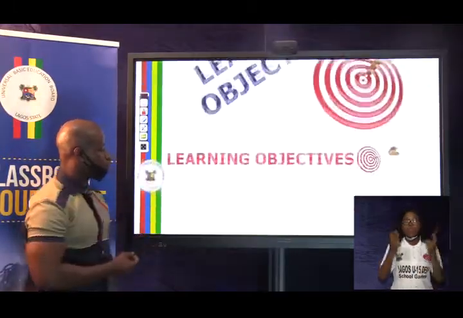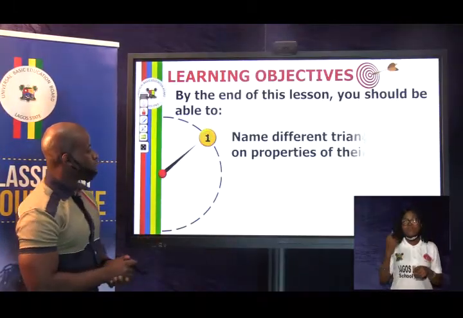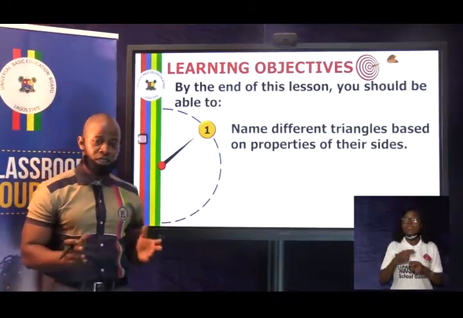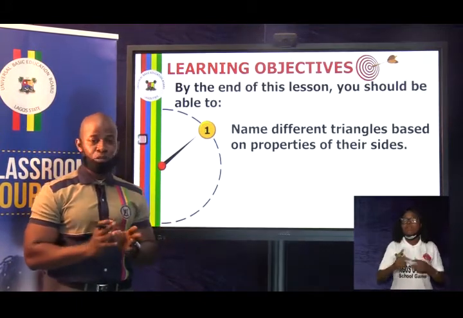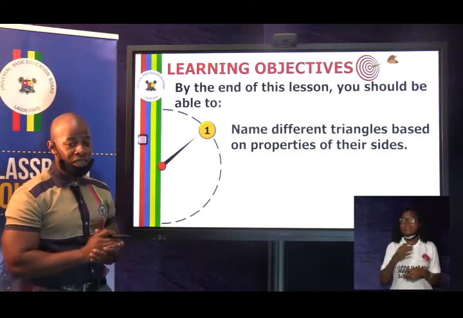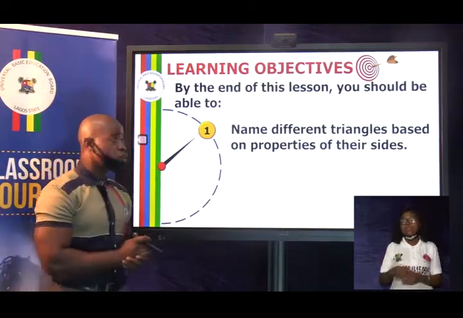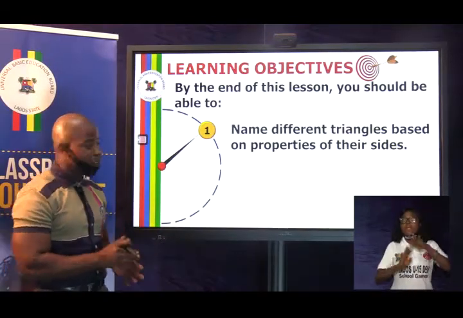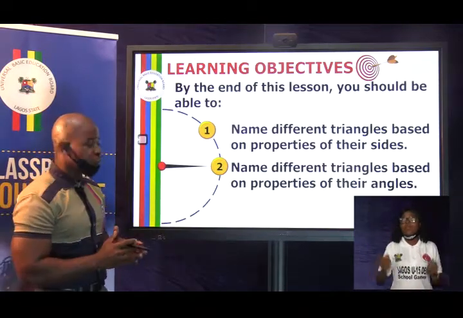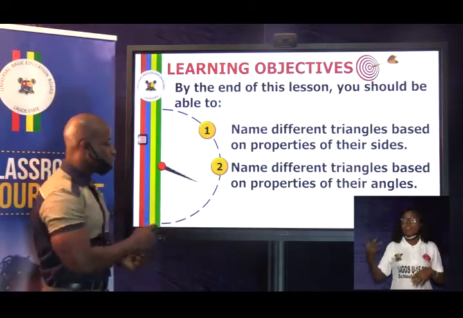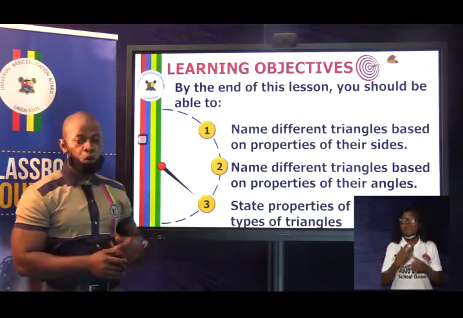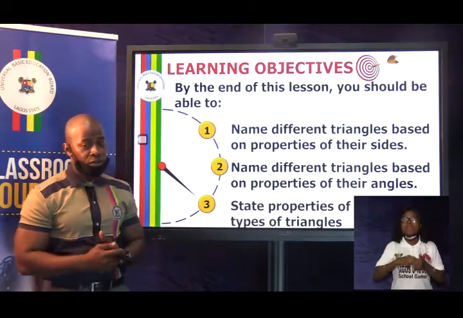Our learning objectives will be as follows. By the end of this lesson, you should be able to name different triangles based on the properties of their sides. Now, there are different types of triangles. You've probably seen them, but you do not know the differences between them. Today, Uncle Agbaje will show you how different indeed they are. You should also be able to name different triangles based on the properties of their angles. And finally, you should be able to state the properties of different types of triangle. What makes this triangle different from the other? So let's just go right into it.